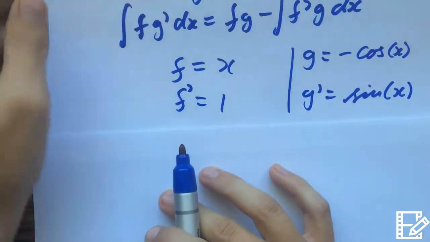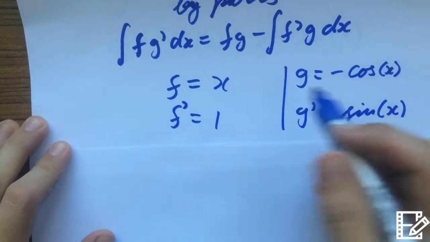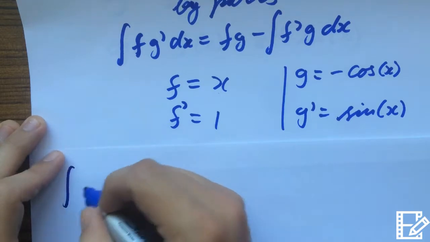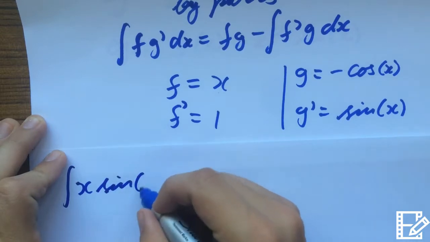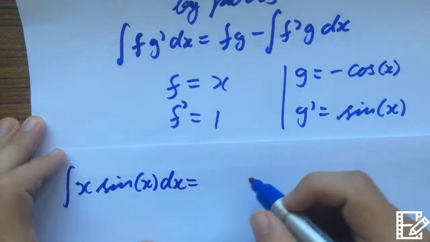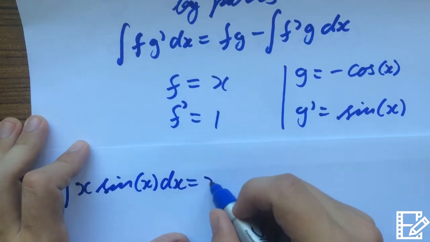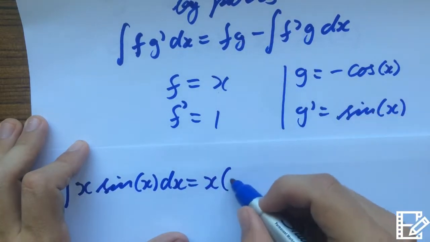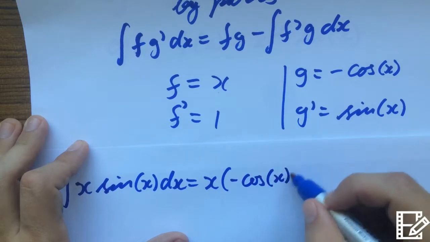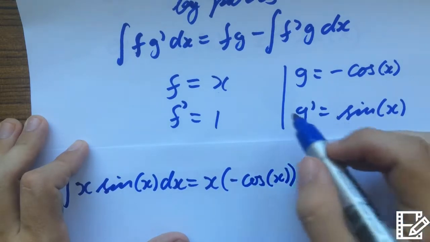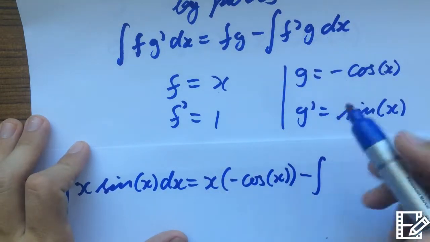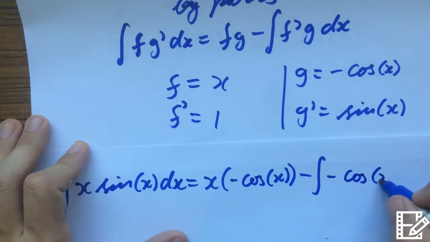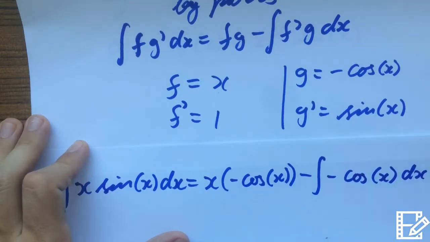Anyway, right onto it. So that's the formula, and this is what we will have to work with. So I'll rewrite the question, which is the integral of x sine x dx, and that will equal f is x, g is negative cos x, minus the integral of f dash of x, which is 1, so we won't worry about it, and g, which is negative cos x, dx.